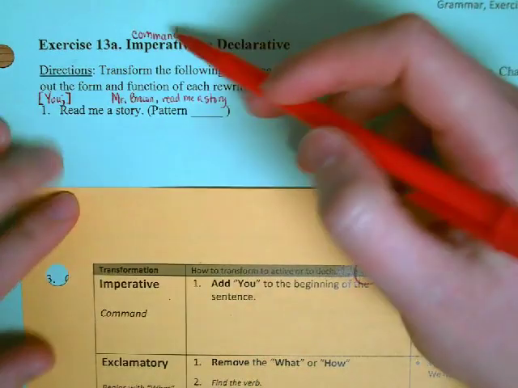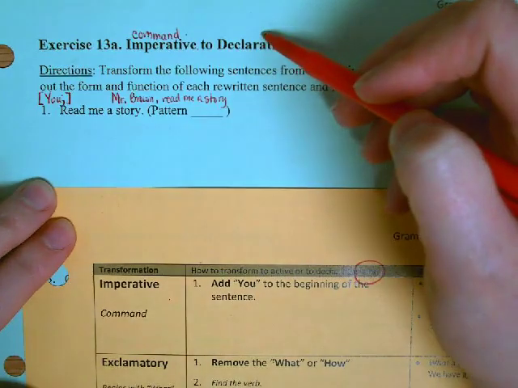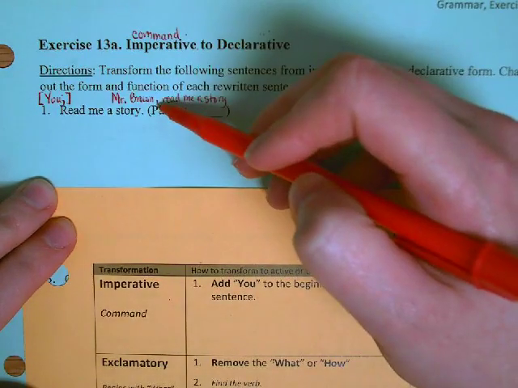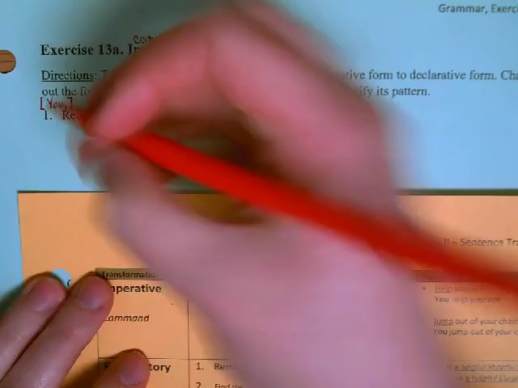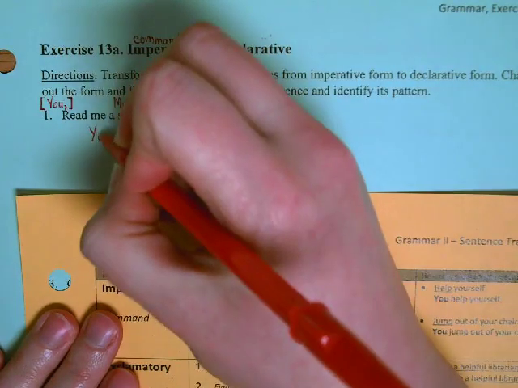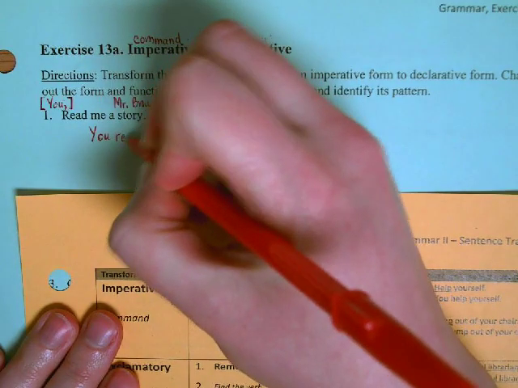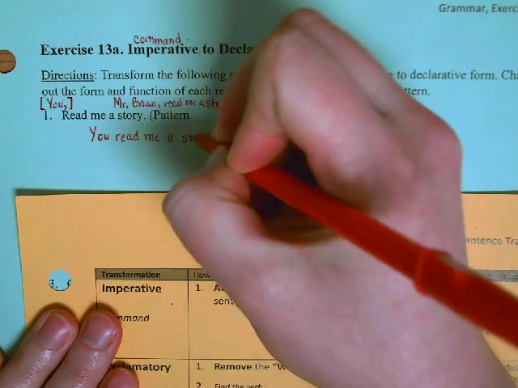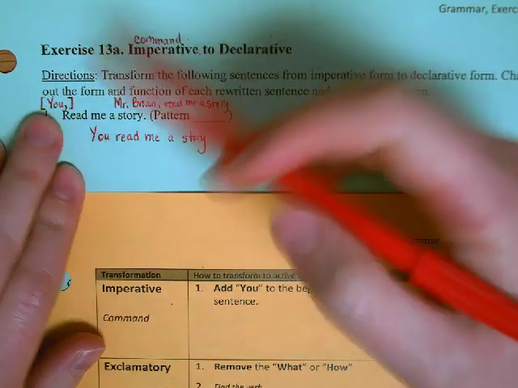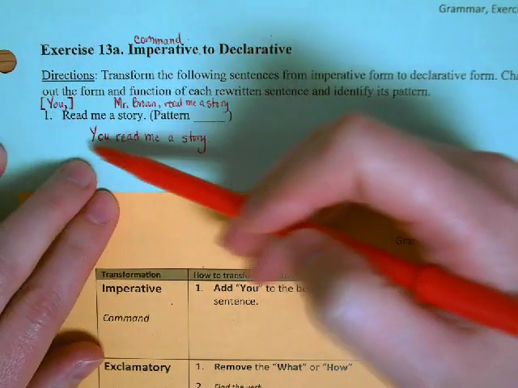So to change that command back to a statement of fact, all you do is take away the comma. Okay, so you may have to add the you, but you just take away the comma, and you have, so what's the statement of fact? You read me a story. So it's not "read me a story," it's "you read me a story."